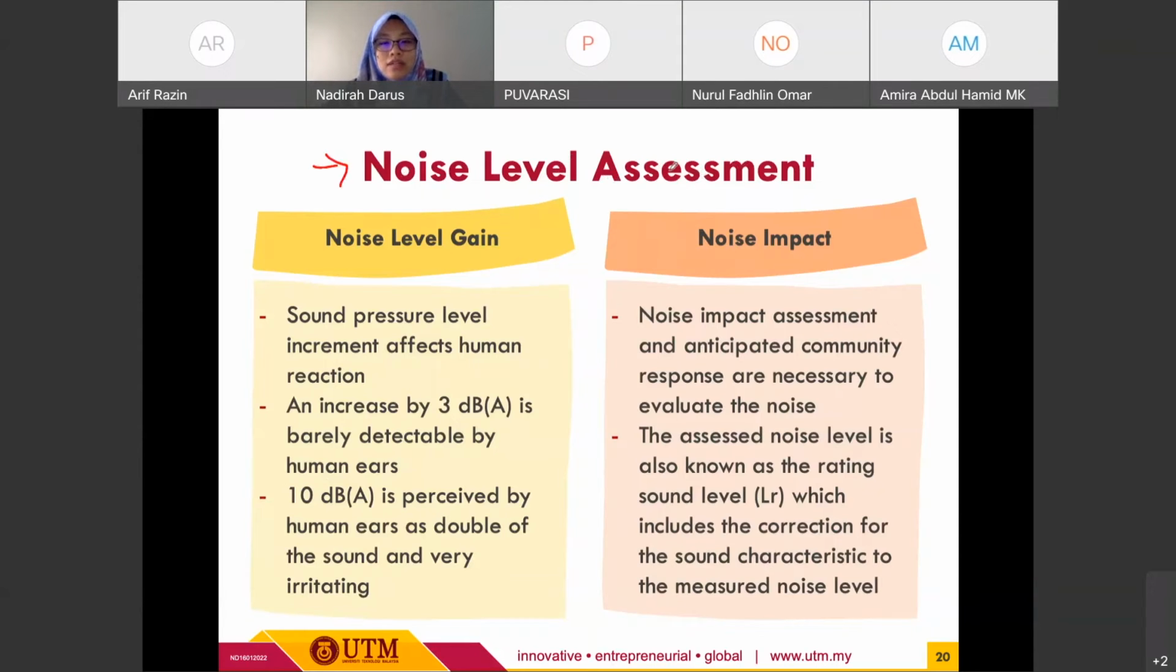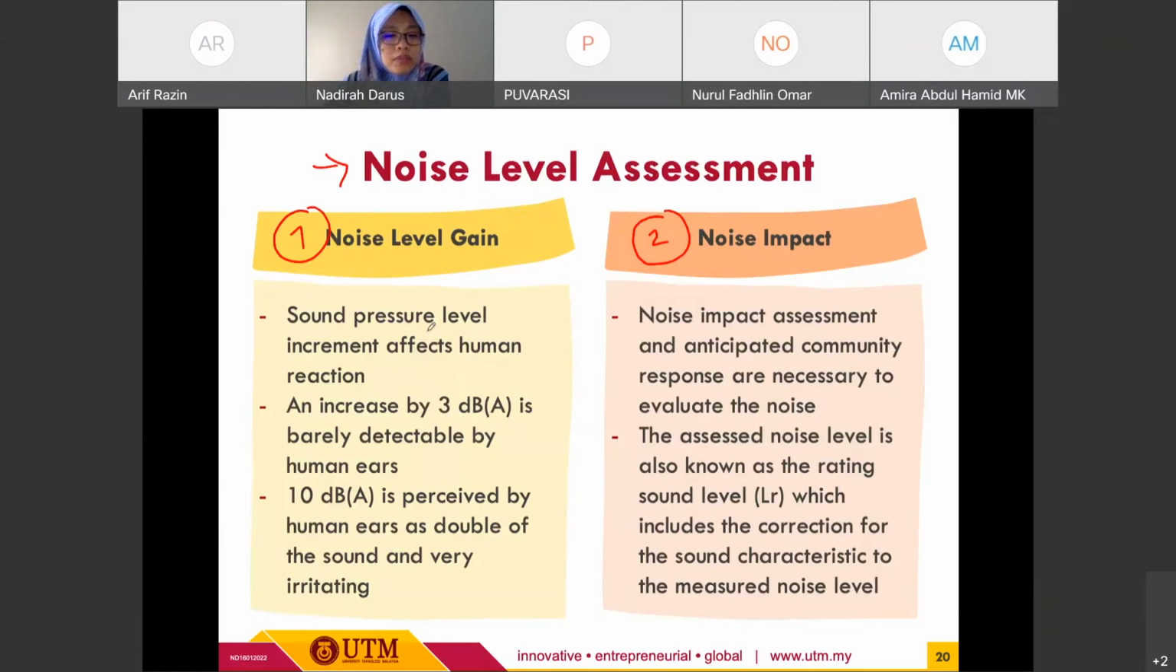Okay, for the assessment, there are two main components that we need to assess. The first one is noise level gain. Berapa dia punya increment, especially the increment in terms of noise level. And then the next one we have noise impact. Okay, apa dia punya potential impact ataupun anticipated community response, right?